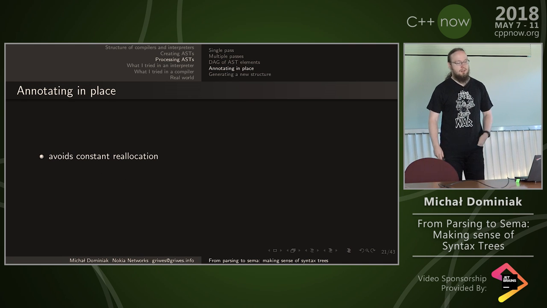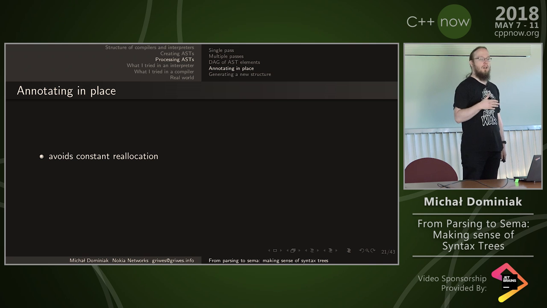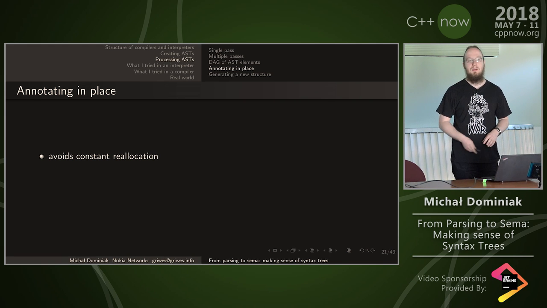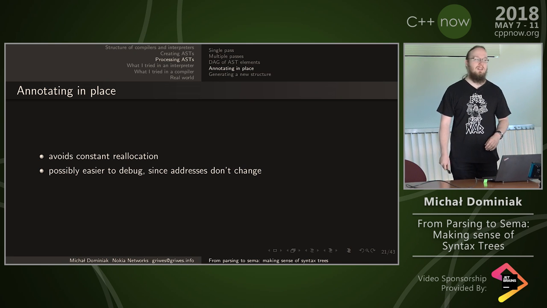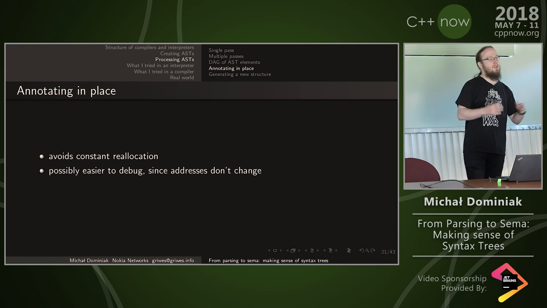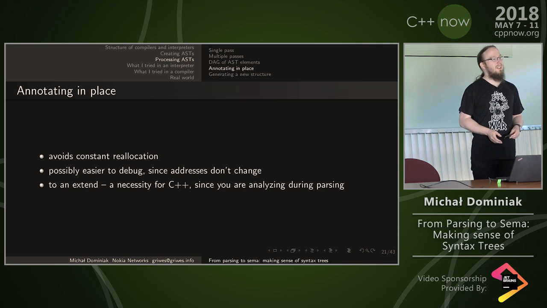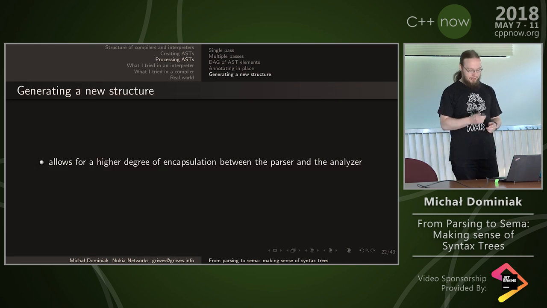Another choice we have to make is whether we want to annotate the AST in place or create a completely new data structure. We avoid allocating more memory if we just annotate the AST from the parser. It's quite possibly easier to debug because the addresses stay the same, so we can make a breakpoint in the parser, check the address of something, then use that to make further breakpoints in the analyzer. It's kind of necessary for C++ since you are analyzing during parsing, with the exception that I don't know how GCC does this because I wasn't brave enough to venture into GCC's code. But Clang does something slightly different here.